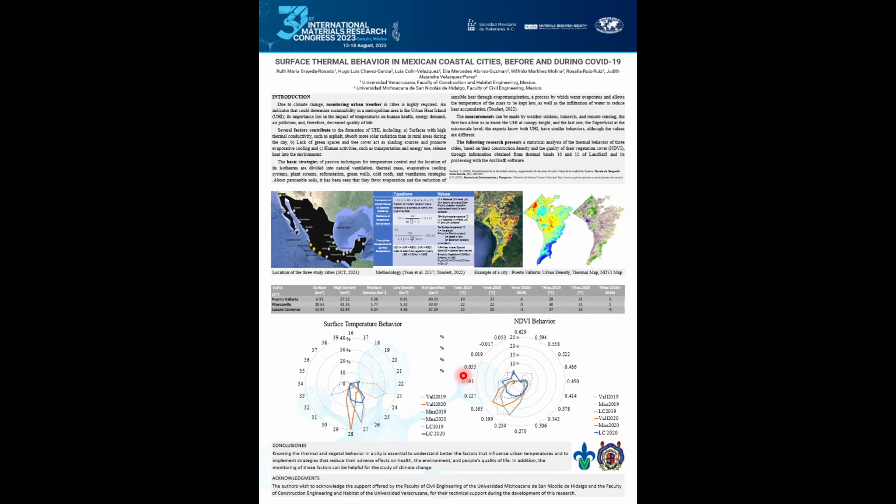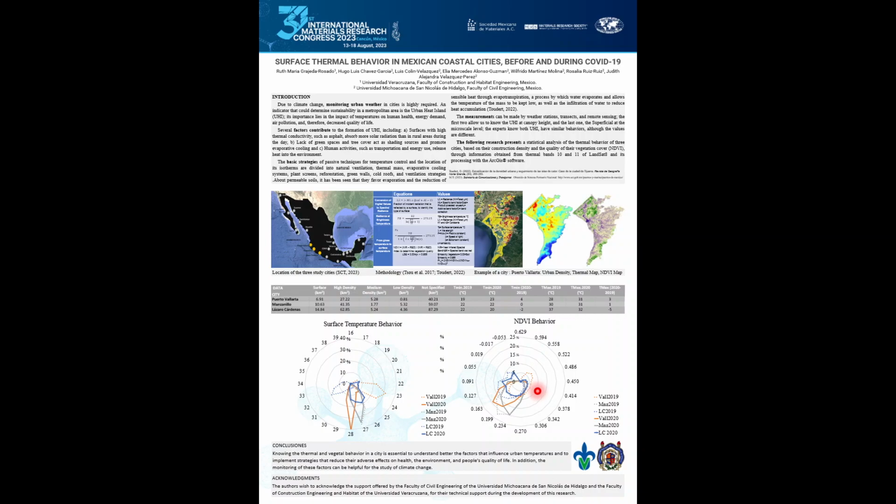Knowing this, we can see how Vallarta had a decrease in the NDVI quality since the continuous red line moved to the left, causing the increase in its temperatures. Manzanillo slightly improves, but the continuous blue line shifts almost entirely to the right in the city of Lázaro Cárdenas.